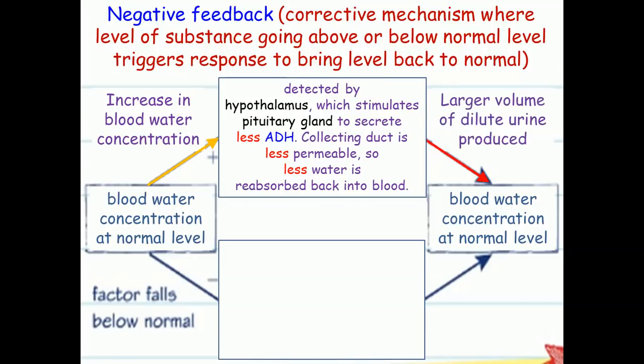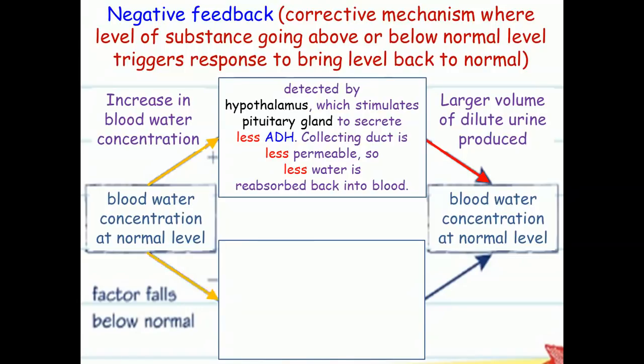And because more of it stays in the urine, it's going to have a larger volume and it's going to be more dilute. So having too much water in the blood means that you secrete less ADH, such that the collecting duct is less permeable and less water is reabsorbed back into the blood. More of it stays in the nephron, and more of it then goes into the urine.